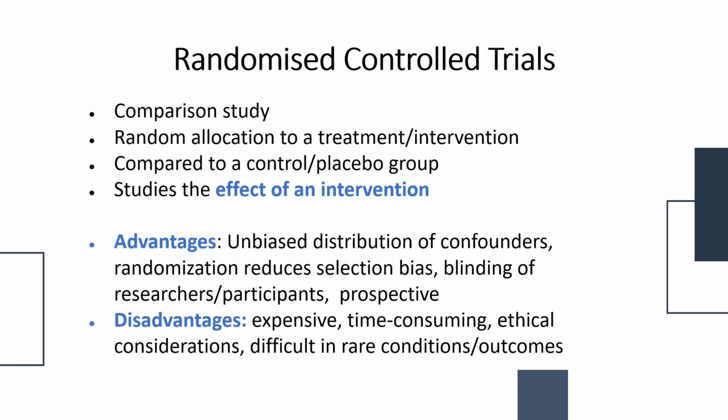Randomization also reduces selection bias. So that is when researchers try to cherry pick cases that they think are more likely to respond to treatment and putting them in the treatment arm, for example. RCTs, we can usually have an element of blinding, whether that's the researchers, the participants, the analysts, and they're usually prospective, which allows you to have much more control over your data.